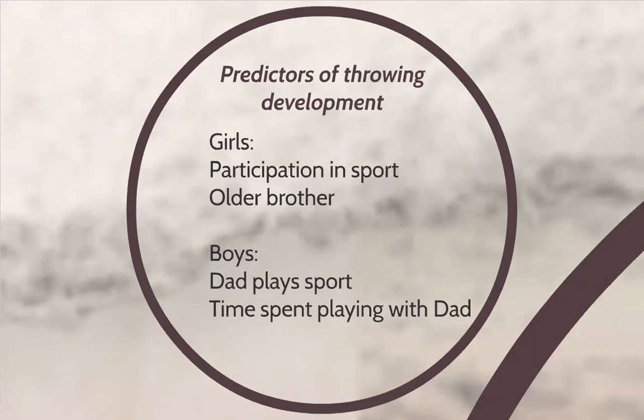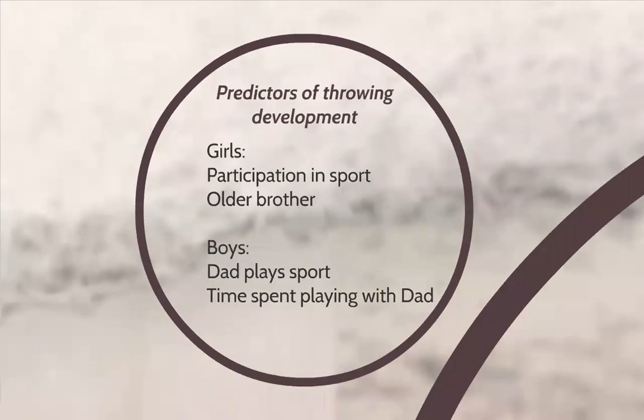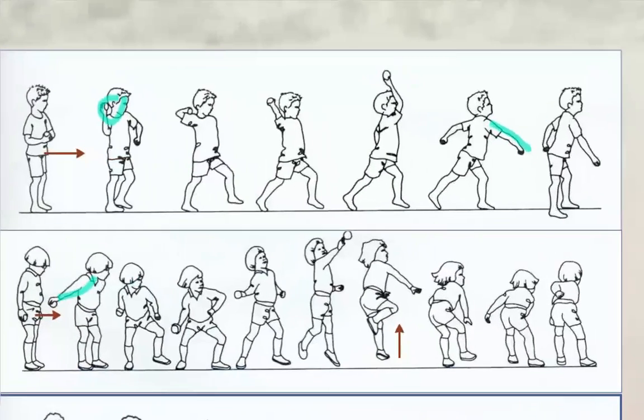Boys, it's going to be more if their dad plays the sport. So if dad plays baseball or softball, adult league softball, then the boy's more likely to get involved, right? They want to be like dad. And then if dad is going and taking them out in the back to play catch, then that is a predictor of their ability to throw. Okay, so motivation and experience.